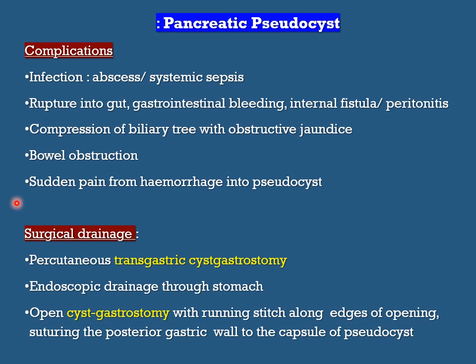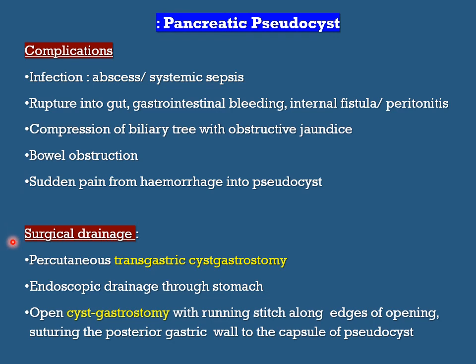The complications of this pancreatic pseudocyst include infection leading to abscess and sepsis, rupture of the cyst into the gut causing intestinal bleeding or intestinal fistula and peritonitis, compression of the biliary tree causing obstructive jaundice as a pressure effect, bowel obstruction, especially of the duodenum, and sudden pain from hemorrhage into a pseudocyst. Suddenly, the patient develops severe pain and the pseudocyst increases in size. So this is due to hemorrhage.